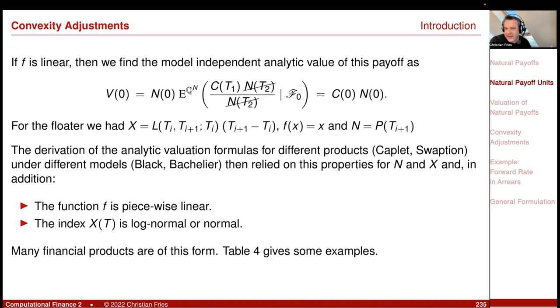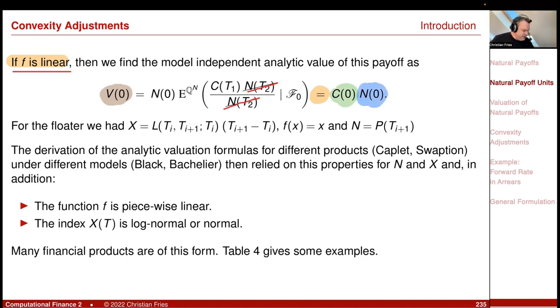If f is linear, special case, then choose N as a numeraire. You see that the numeraire cancels in the expectation. If you would like to value this, you pay c in units of N divided by N, it cancels. And c is f of x, but it is linear. Expectation of a linear function is the linear function of the expectation. It is just the c of zero. So if this function is linear, you have our result, which we observed for the floater. Actually, for all indices, we have the value of the index today multiplied with the value of the payment unit today.